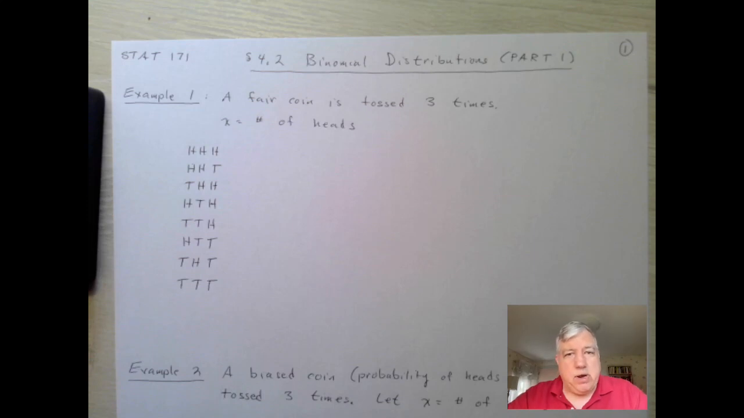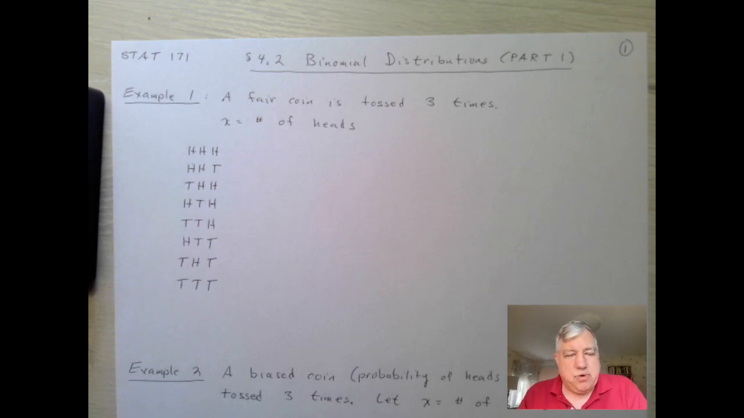So we are going to be talking about binomial distributions today. And these are probability distributions for a very special type of probability experiment. And before I get to the actual definitions and tell you what a binomial experiment is, I want to give you several examples first, okay?